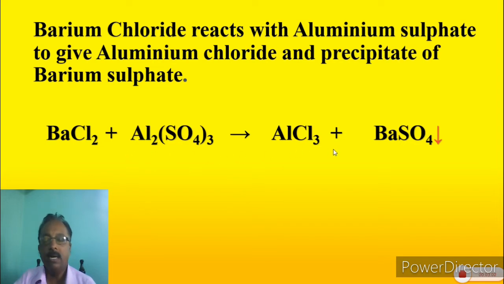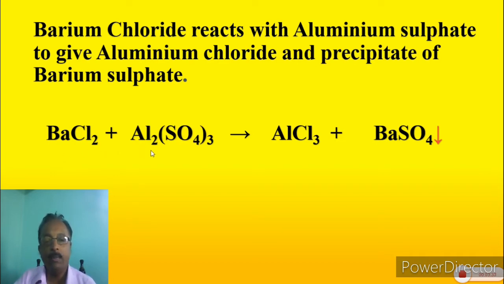So now, before balancing this equation, let us check the number of atoms on the left hand side as well as on right hand side. Okay, so on the left hand side there are 2 atoms of aluminium and on the right hand side there is 1 atom of aluminium. So this equation is not balanced. So let us try to balance this equation.